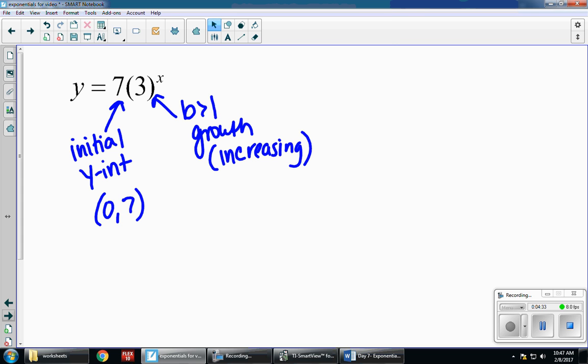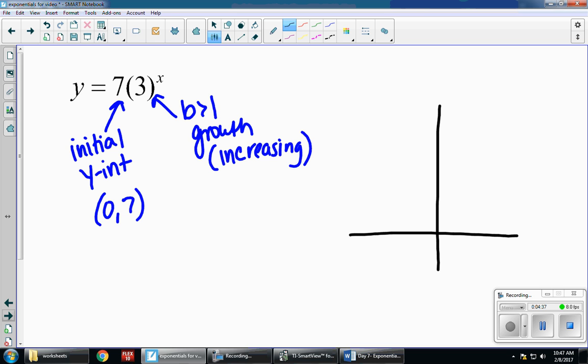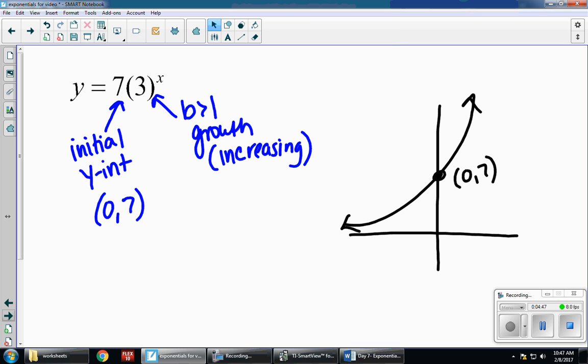So if I were to just draw a quick sketch, you always have your calculators to take a look at. But just so you have a quick sketch of what it looks like, it's a growth function, so it's going up. My y-intercept is the point 0, 7. And your asymptote did not move. Here's my asymptote. That 7 in the front, in terms of transformations, is what we call a vertical stretch. It's causing my y values to be multiplied by 7.